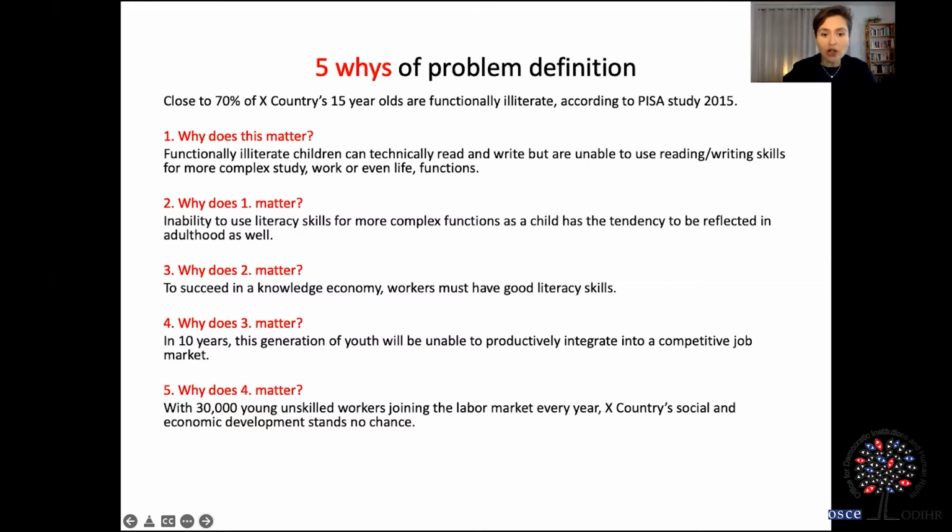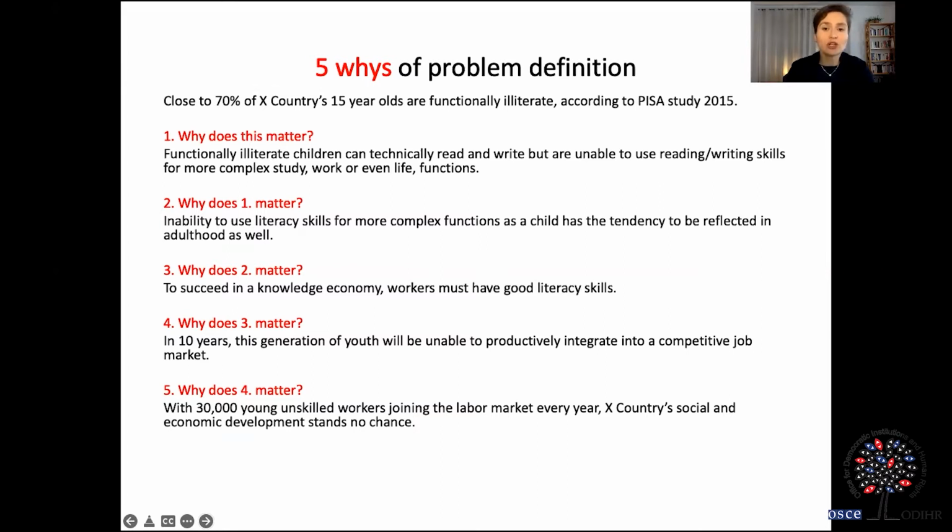Well, to succeed in a knowledge economy, workers must have good literacy skills. Why does it matter? In 10 years, this generation of youth will be unable to engage productively in the competitive job market if they don't have the necessary literacy skills. And then we ask for the 5th time, why does this matter? Well, because with 30,000 or 40,000 young unskilled workers joining the labor market every year, this particular country's social and economic development stands no chance.